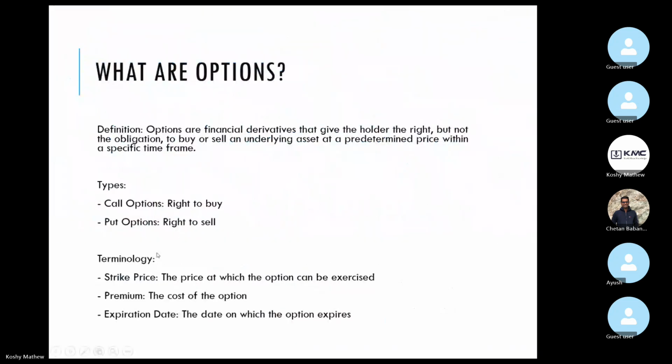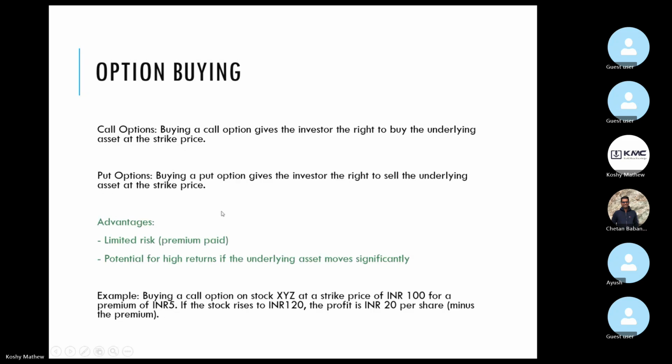Strike price, I've shown you the premium you're paying. Expiration date, I've told you 1 week. Stocks 1 month, indices also 1 month. Buying a call option gives the investor the right to buy the underlying asset at the strike price, whatever it could be, 24,500, 24,600, in Bank Nifty 52,500. You can buy a call option or a put option. Buying a put option gives the investor the right to sell the underlying asset at the strike price.